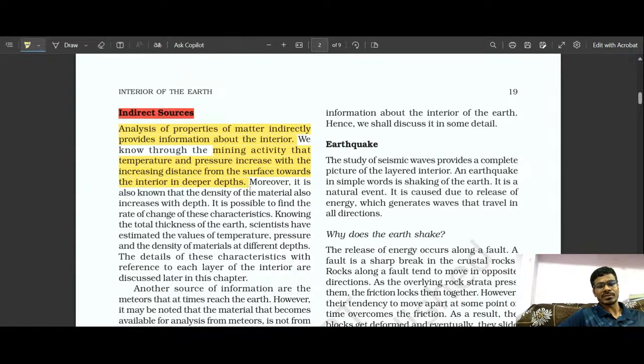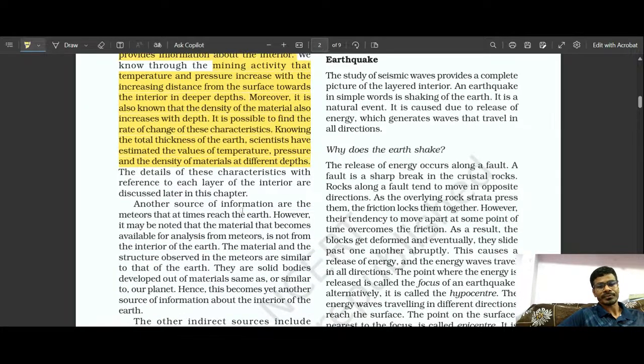Moreover, it is also known that the density of the material increases with depth, and it is possible to find out the rate of change of these characteristics. Knowing the total thickness of the earth, scientists have estimated the values of temperature, pressure and density of the materials at different depths. The details of these characteristics for each layer of the interior are discussed later in the chapter.